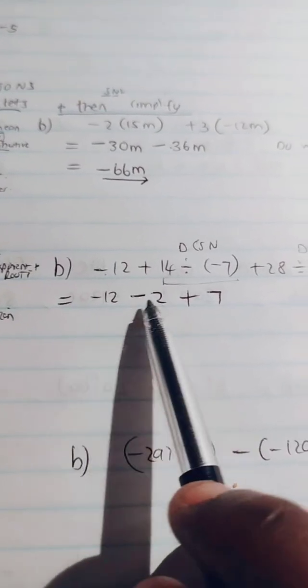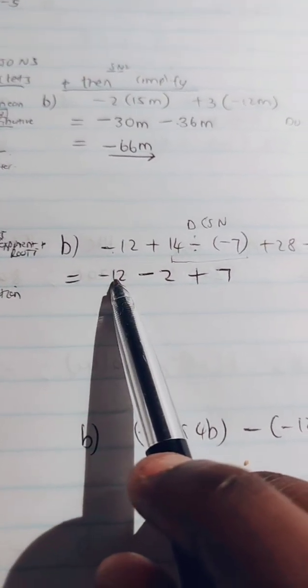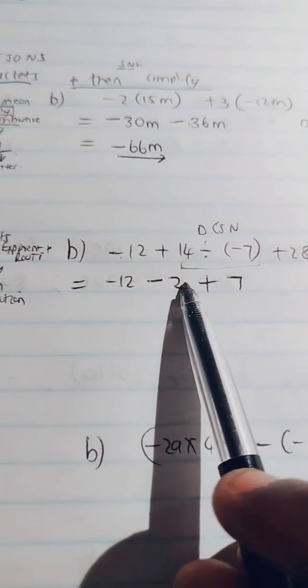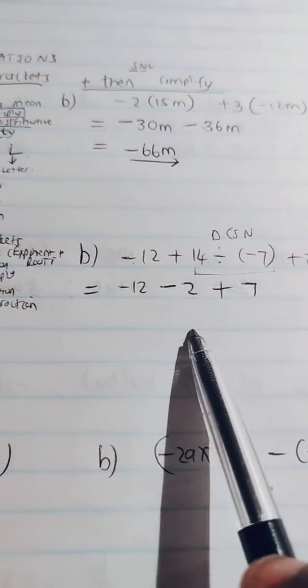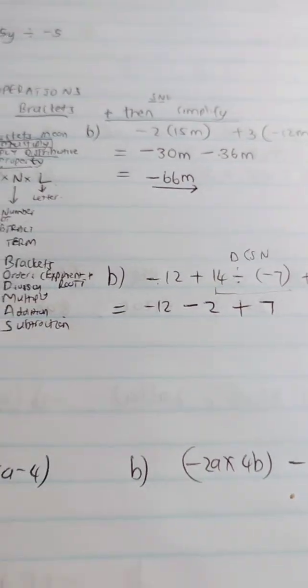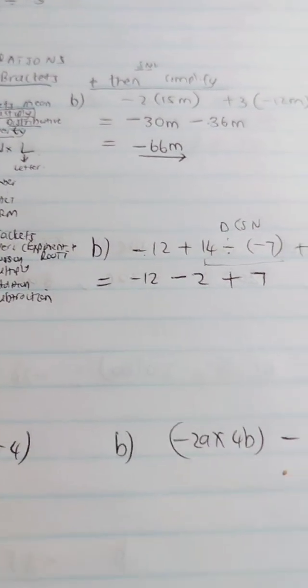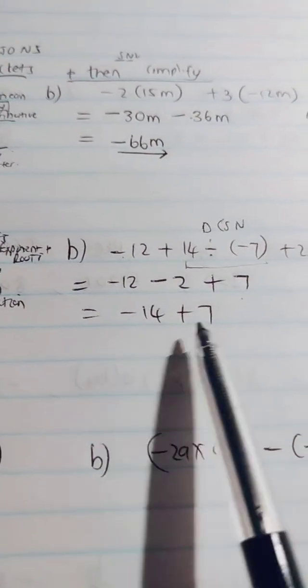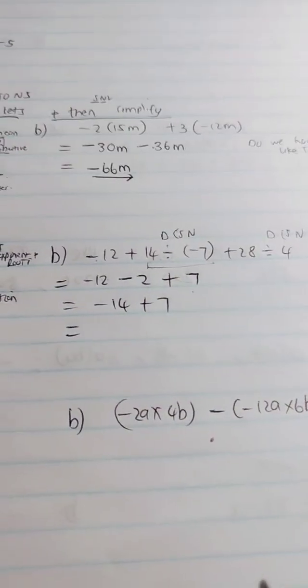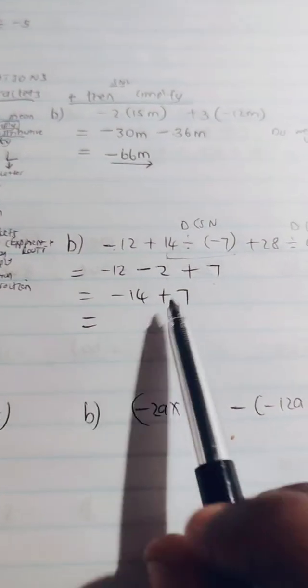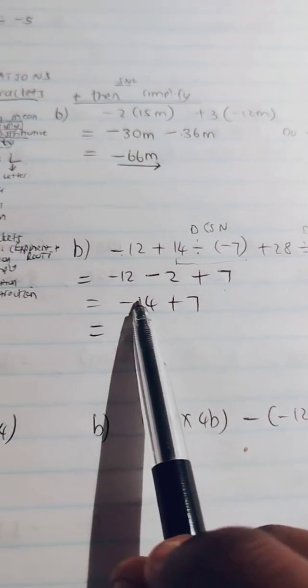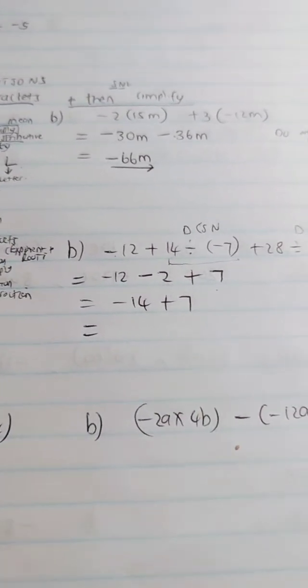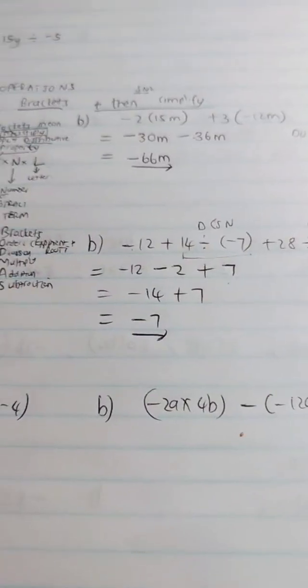So you are going to say negative 12 minus 2. Remember, negative 12 minus 2: what did I say? You hide the signs, you add the numbers, you get 14. You take the sign of the numbers. That gives you negative 14. Plus 7. Then all you do is say negative 14 plus 7. You hide the sign. You say big number minus small number. It gives you 7. You take the sign of the bigger number. It's negative 7. That is the answer.